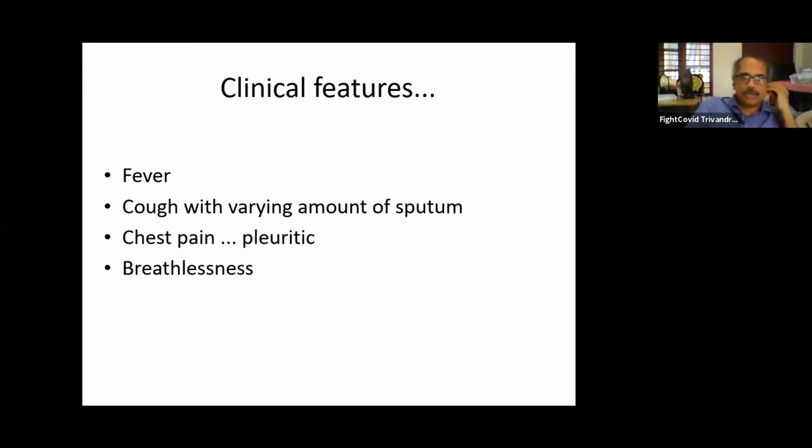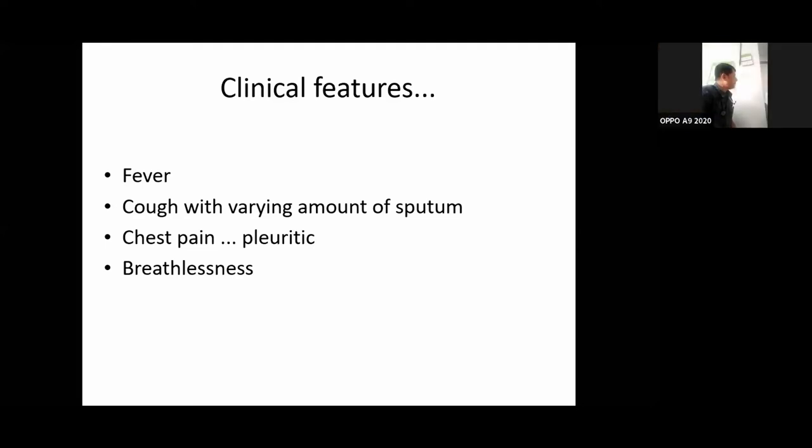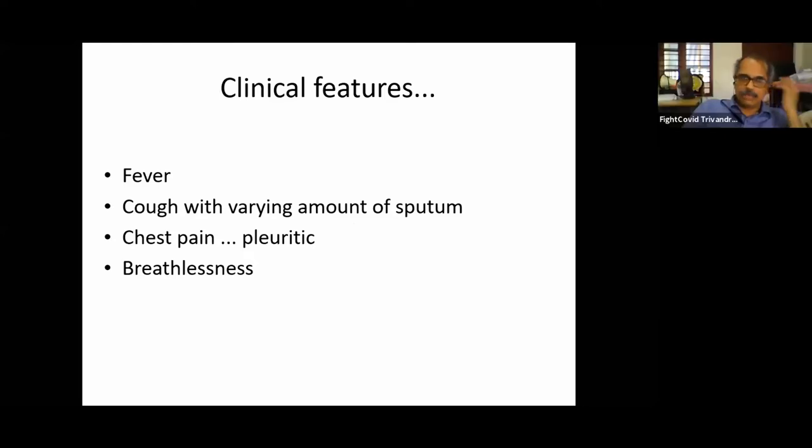So all of you know that the classical clinical features of a community-acquired pneumonia are a varying combination of fever, cough, varying amounts of sputum, chest pain, especially pleuritic in nature, and breathlessness. These symptoms in varying combinations will be there for those patients admitted with community-acquired pneumonia.